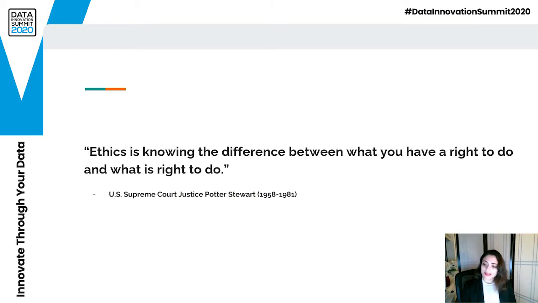Ethics in a universal perspective is about knowing the difference between what you have a right to do and what is right to do. This was said by US Supreme Court Justice Potter Stewart, and this particular statement is more relevant today, and especially for the topic of discussion that we are going to focus on.